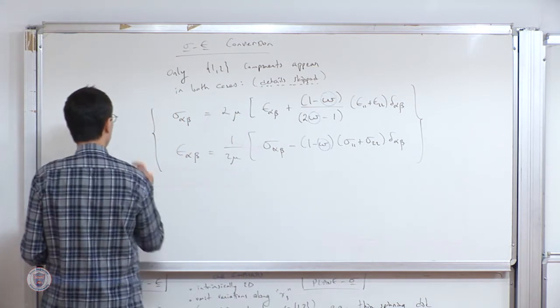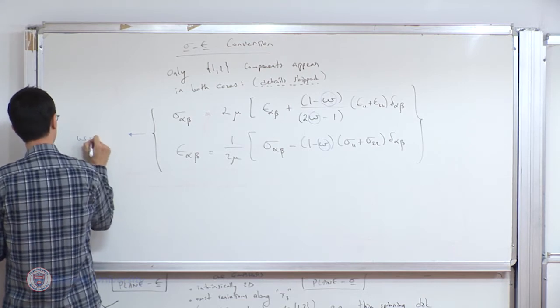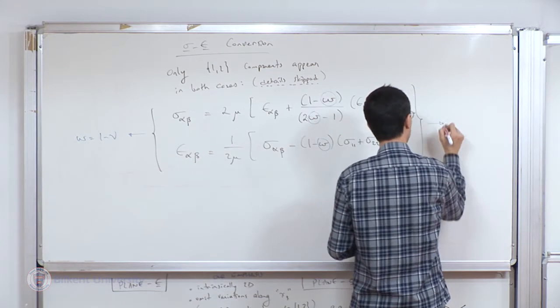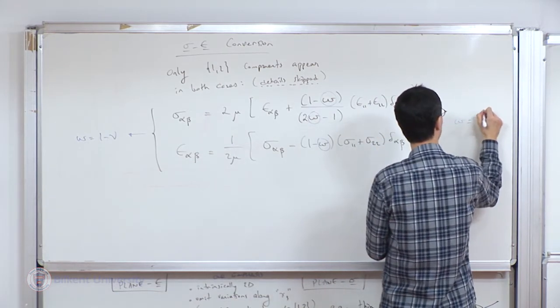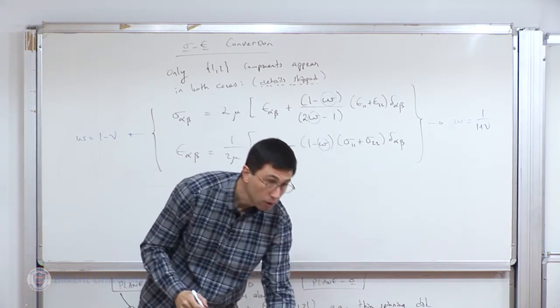And this constant, if I'm talking about plane strain, takes the form 1 minus Poisson ratio. And for plane stress, it takes the form 1 over 1 plus Poisson ratio. Okay.